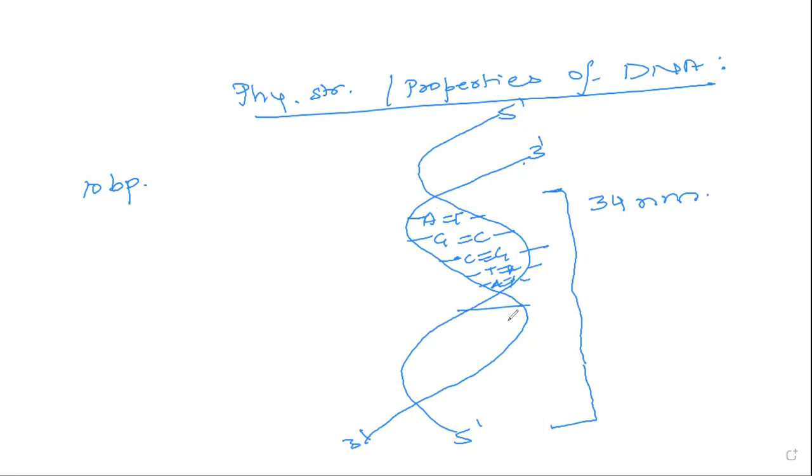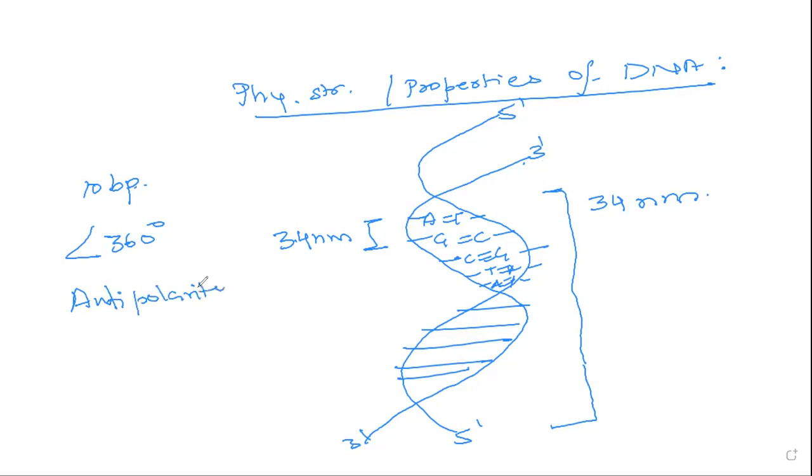Similarly, more bonds, 1, 2, 3, 4, and 5. So a total of this length will have 10 base pairs, and the distance between two base pairs is 3.4 nanometer. This whole helix has an angle of 360 degrees. Now, these strands have antipolarity. What does antipolarity mean? If one strand runs from 5' end to 3' end, the other will run from 3' to 5'.